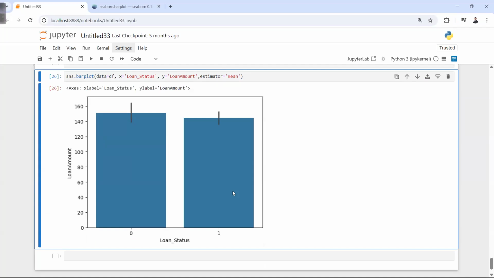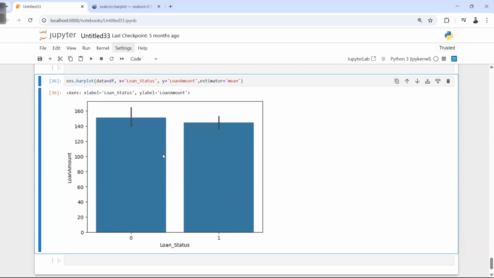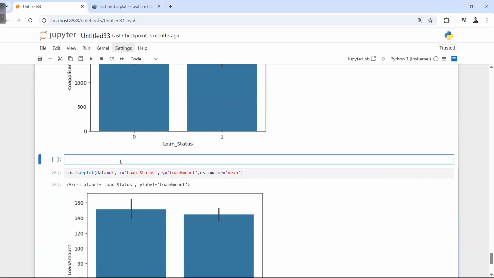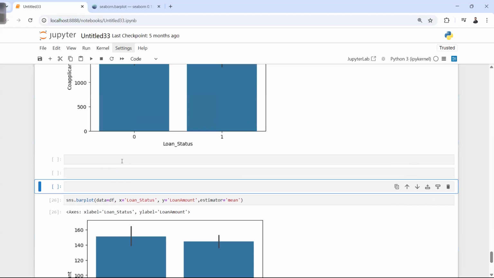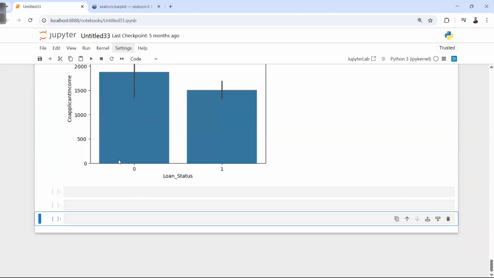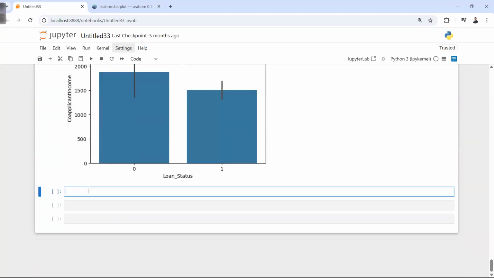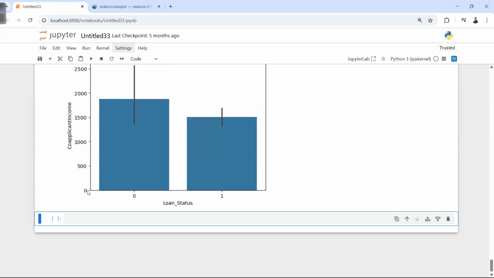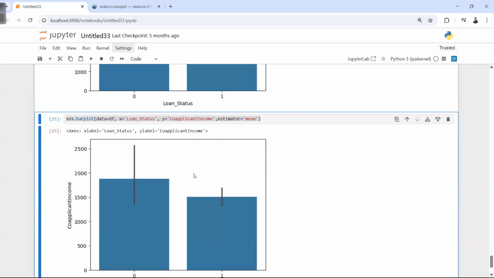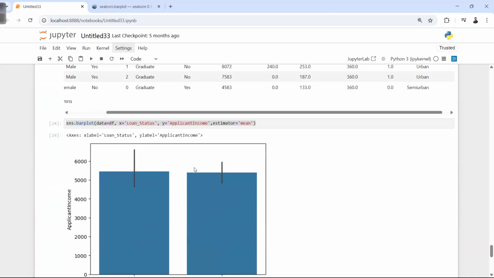It's nothing like that, right? It's not happening like that. So that is also fine. So as such, these numerical features are also not looking that great to me, right? We analyzed all the features and as such we don't see any interesting patterns out here. Only the credit history was looking good and a bit of a property area, right?